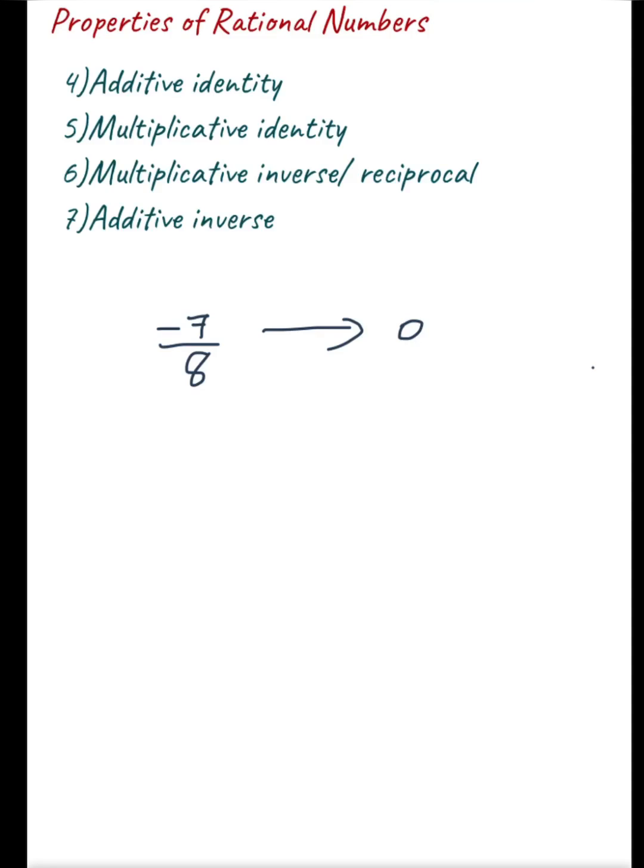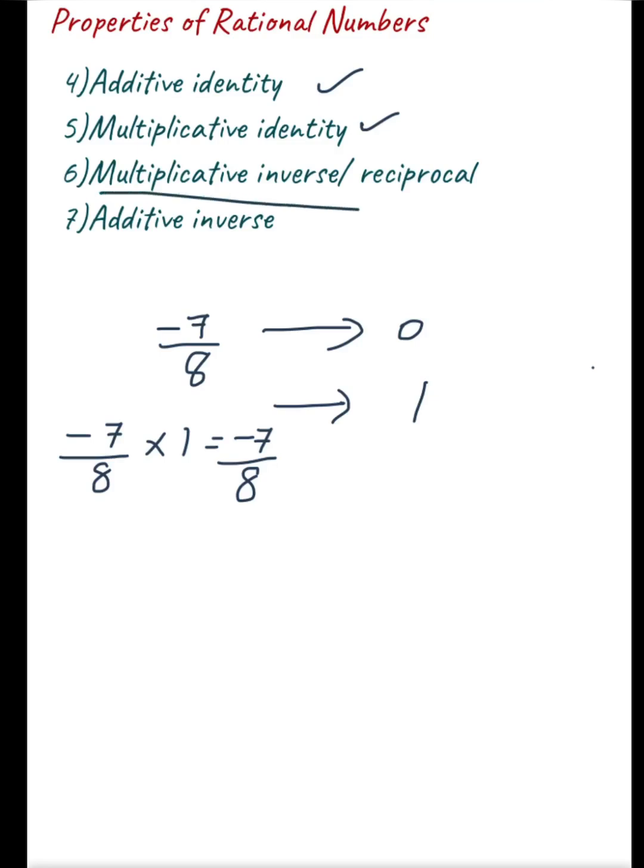Now, what about the multiplicative identity? Multiplicative identity means when multiplied, we should get the same number itself. So we know that minus 7 by 8 into 1 is minus 7 by 8. So the multiplicative identity will be 1 itself. No need of working this out every time for additive identity as well as multiplicative identity. We know that it's 0 and 1.